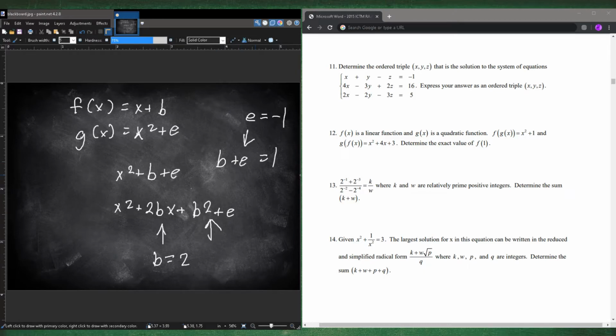Okay, so find the value of f of 1. We know that b right here is 2. So f of 1, plug it in, that's 3. So our answer for number 12 is just 3.